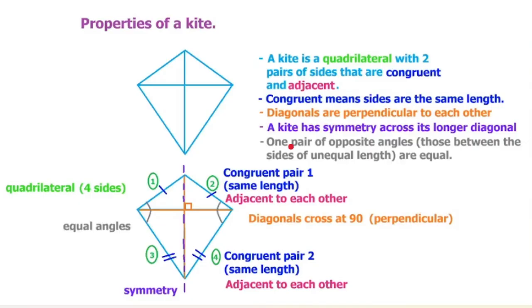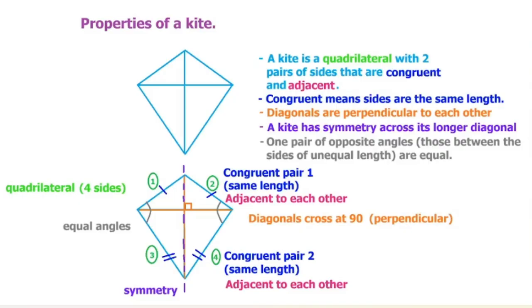And then one pair of opposite angles, those between the sides of unequal length, are equal. So these two sides are of unequal length. These two angles are equal. You can see that these angles here are not equal. This one is bigger, this one is smaller, but these ones are exactly the same. And those are the properties of a kite.